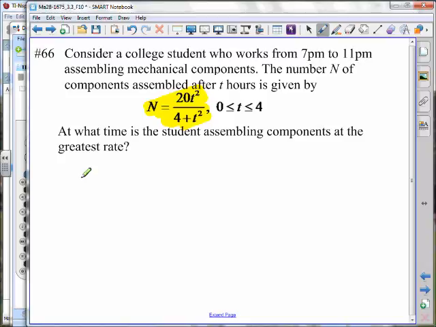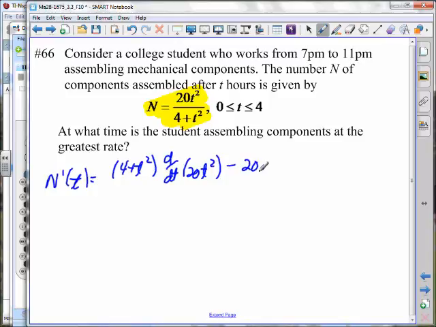You know, how fast are they assembling these? But we don't want to know that. We want to know what's the greatest rate. So we need to actually look at the second derivative. So we need to find the first derivative with respect to t. Make sure you've got that. Go ahead and work on it. I'm going to do my work up here.